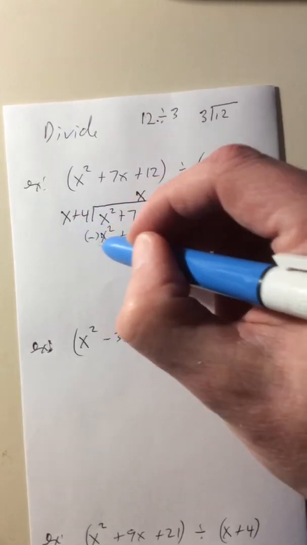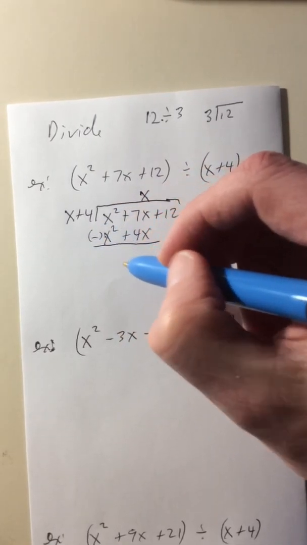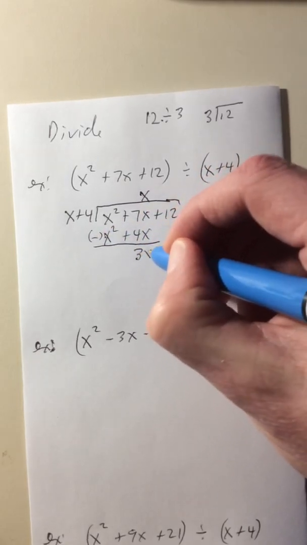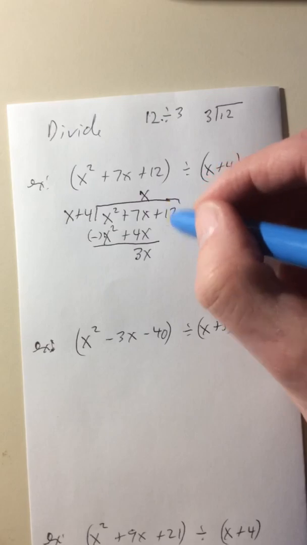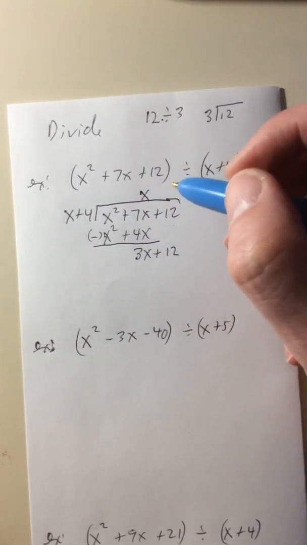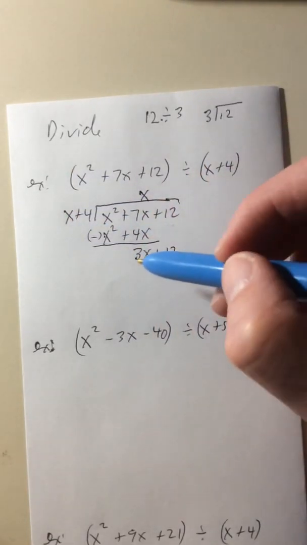And just like regular long division with numbers, we subtract now. X squared minus x squared is nothing. 7x's minus 4x's are 3x's. Okay, now we need to bring down the next thing. In this case, the next thing is plus 12. And now we just repeat the process over again. And we start over here, and we work with this.